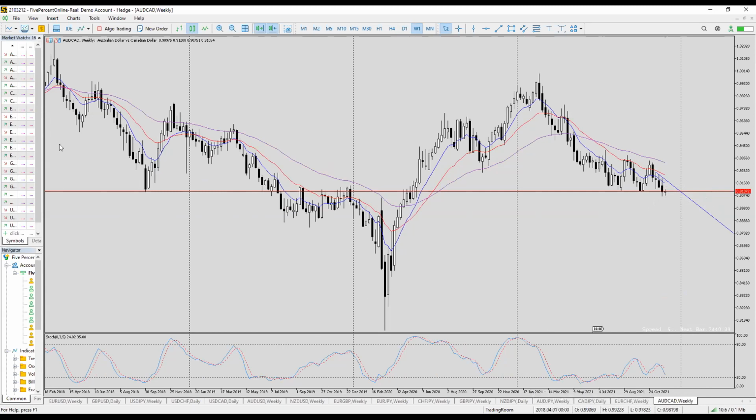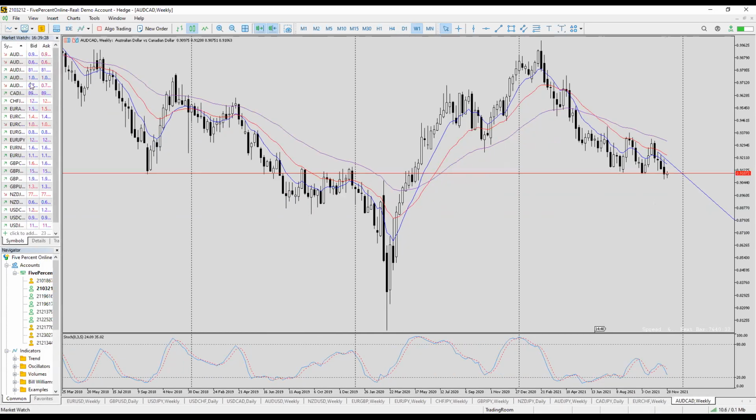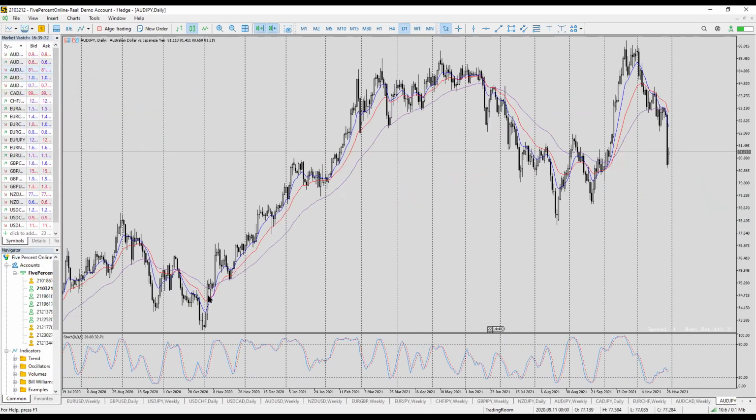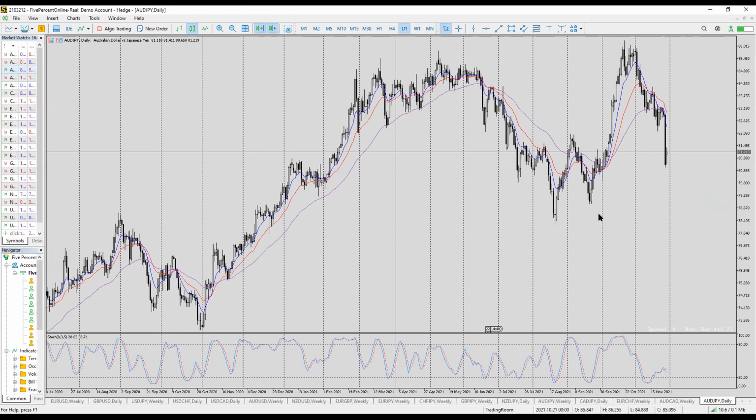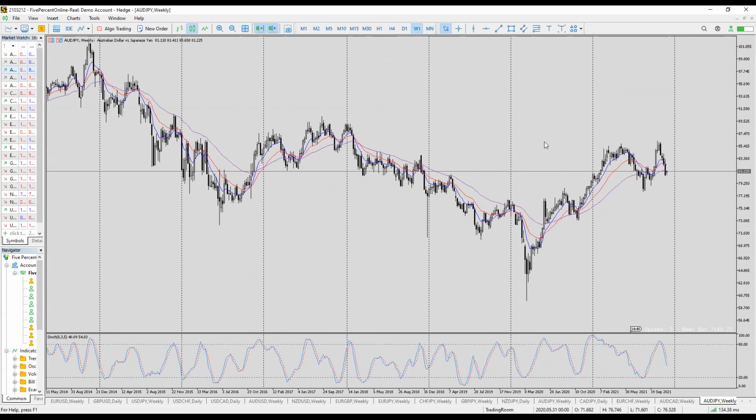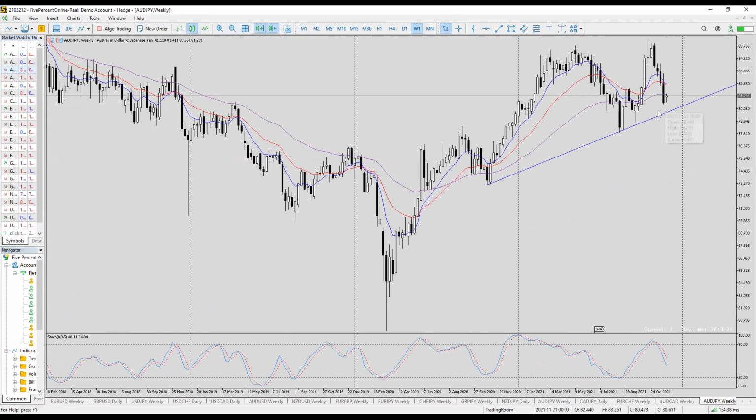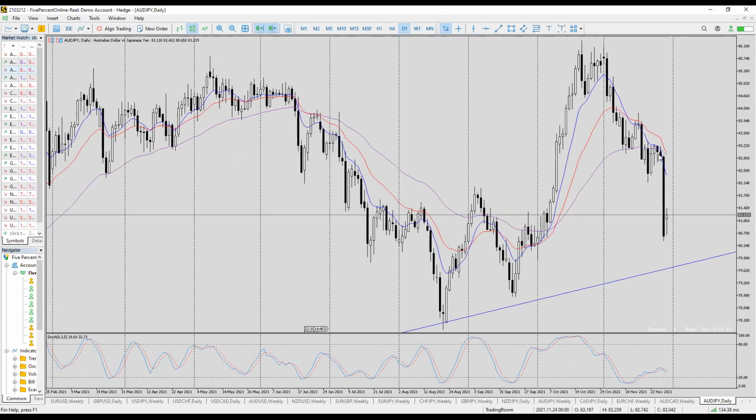Just as an example, Aussie Yen as well. Let's have a look here. Aussie Yen. Look at this massive drop on Aussie Yen, and on the weekly chart, Aussie Yen could be forming some sort of a double top. And again, this is the trend line that, if broken, could push this pair much lower. The overall trend on the daily chart is definitely to the downside.